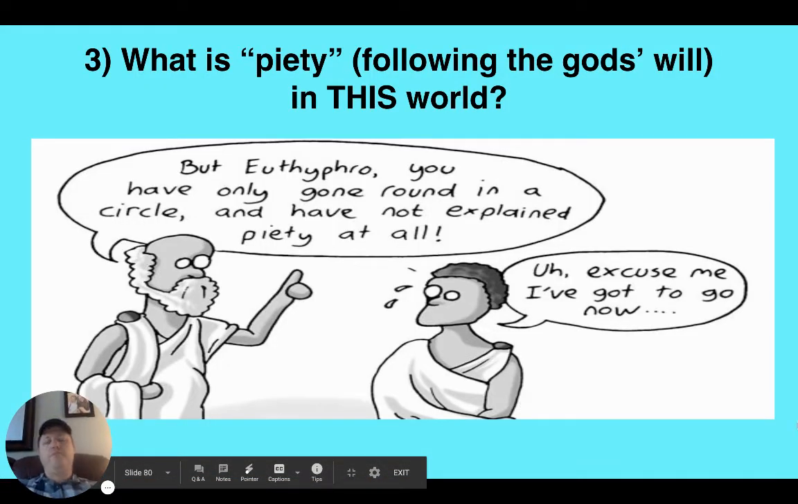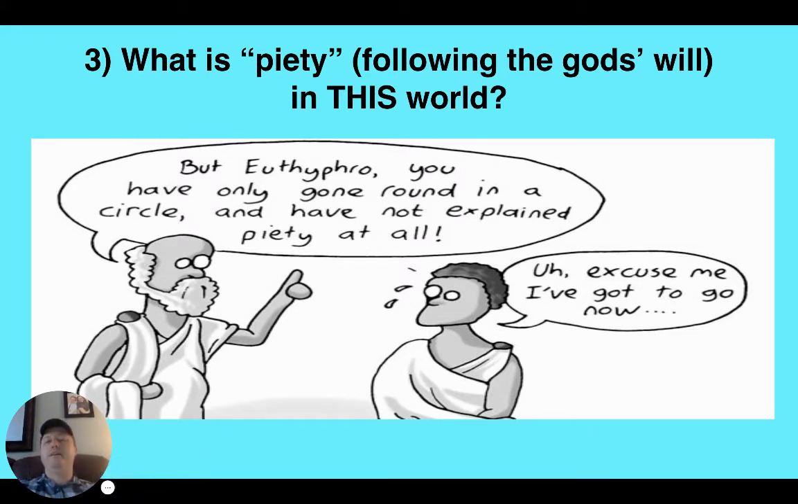So a really important word that I think we need to continue talking about is this idea of piety, which is just a fancy way of saying following God's will. The apostrophe here is really important. We're dealing with a polytheistic world, more than one God. So the apostrophe is after the S.